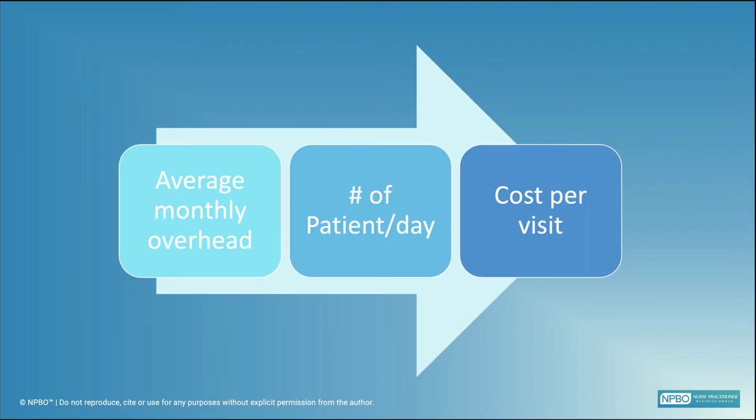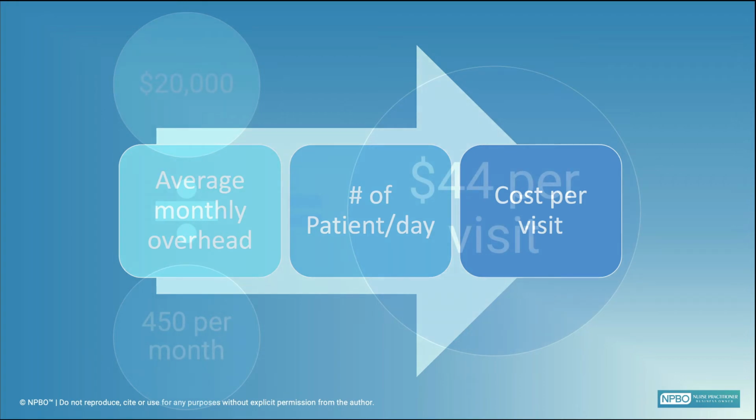So what do you need to do? You want to figure out what your average monthly overhead is. And okay, that's looking at your fixed costs, that's looking at your variable costs. What are you averaging per month that you are paying out of your practice in order to cover the cost of your practice? You also want to look at what is the average number of patients that you're seeing per day. So it doesn't matter what your schedule is, but what is the average number of patients that you are seeing per day? You can then figure out your cost per visit.